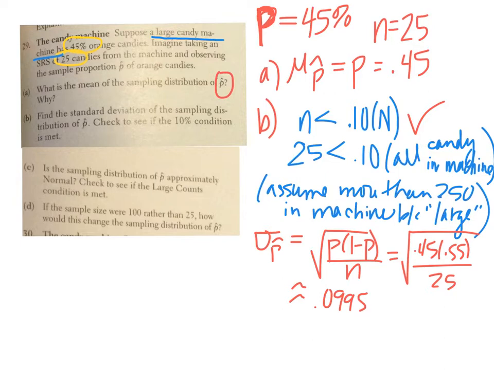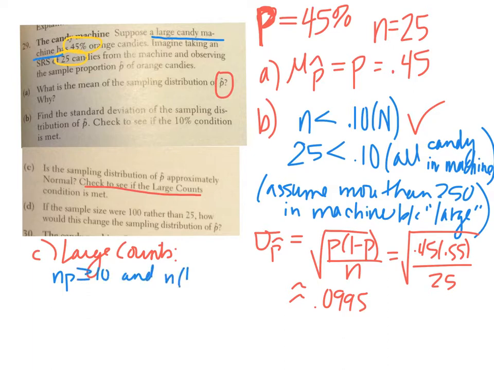Question C says, is the sampling distribution approximately normal? So again, they were really kind to us and told us what to check. But on the AP test, they're not going to do that. And on our test, I'm not going to do that. So you need to know, if you are trying to see if this is normal or not, that you need to check the large counts condition. Just as a reminder, this is the large counts condition right here.